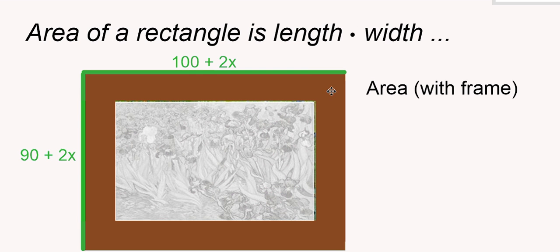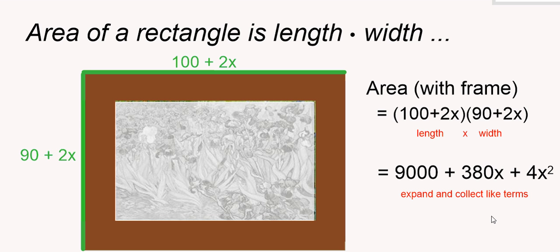And that means that since we want to talk about the area of the picture with frame, and it's a rectangle, so area of a rectangle is length times width, and now we know that the length is here and the width is here. So the area is 100 plus 2x, that's the length, times 90 plus 2x, and that's the width. And if we do a little bit of binomial math, we end up with this expression. The area is 9,000 plus 380x plus 4x squared. So that's my expression for the area of the picture, including the frame.